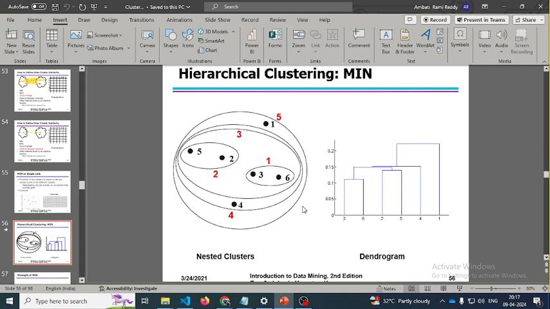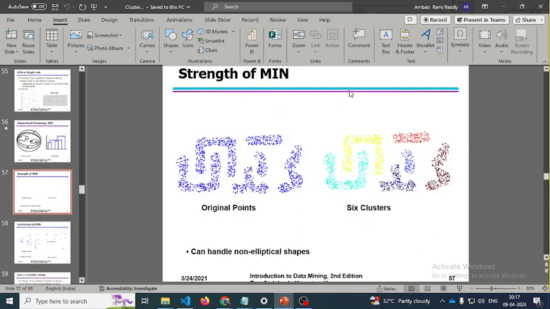The next one, you may see, if you have clusters like this, this is one cluster and inside you may have other clusters. If you have clusters like this, you may call them nested clusters. These are some of the strengths. This is your original data points. If you use hierarchical clustering, you can form 6 clusters like this. This is one cluster, another cluster, another cluster, another cluster, another cluster. These are 6 clusters.